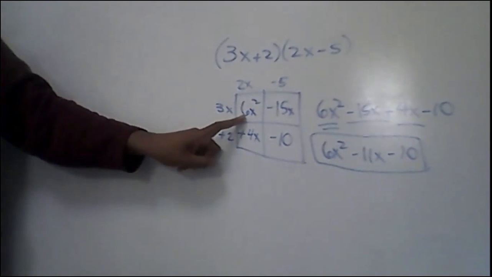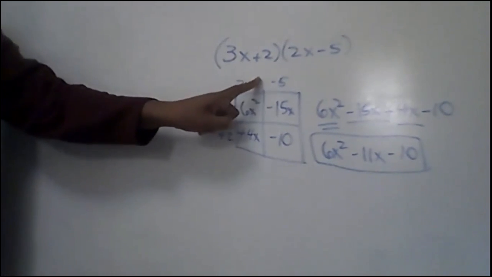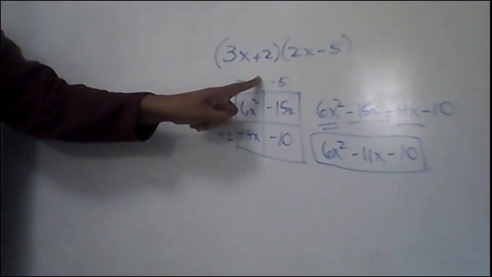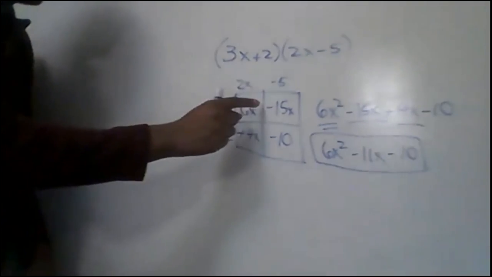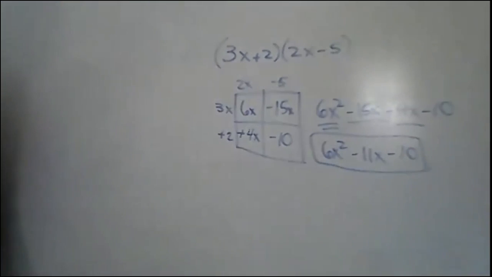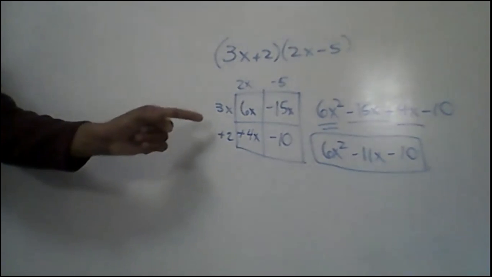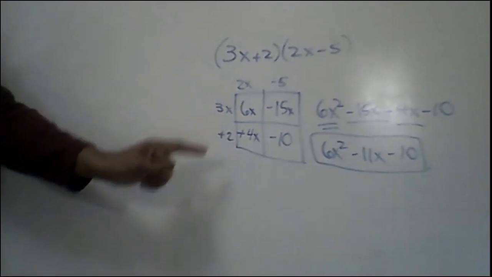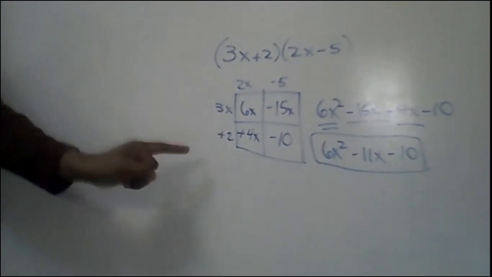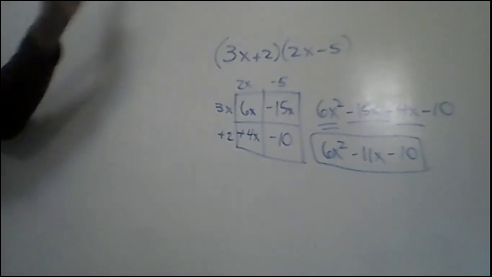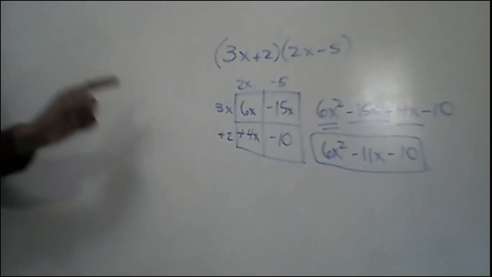This first box. They go 3x times 2x and they say 6x, because they're using the rules for addition. But this is not addition. This is multiplication. Multiplication is different than addition. We don't have the same rules for multiplication as we have for addition.